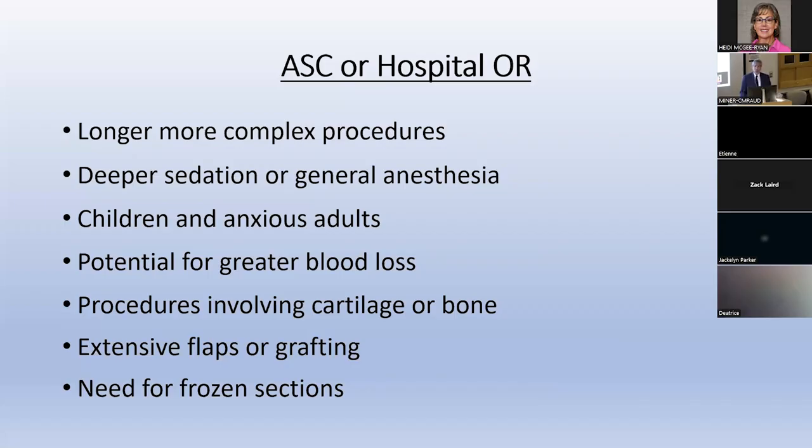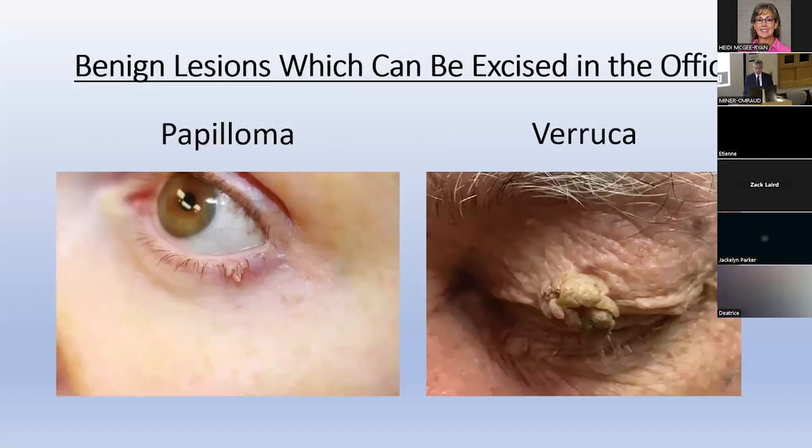If you have anything where there's the potential for greater blood loss, you want it there. Anything to do with cartilage or bone has to be done in an operating room, because it's near impossible to get those areas anesthetized with just straight local anesthetic in the office. If I was going to do anything with extensive flaps or tissue grafting, and certainly if you need frozen sections for malignancies, that can only be done where the pathologist is, which is at the hospital. So lots of benign lesions come your way.